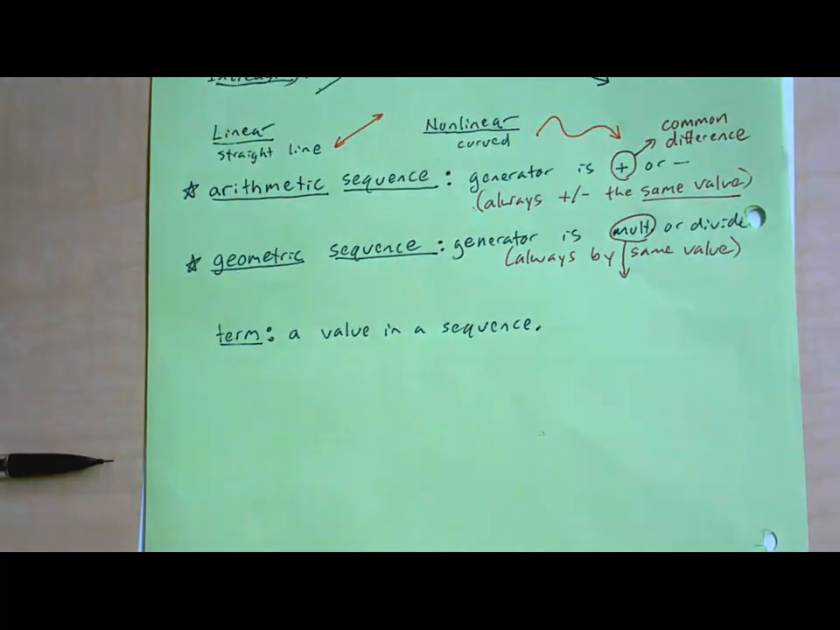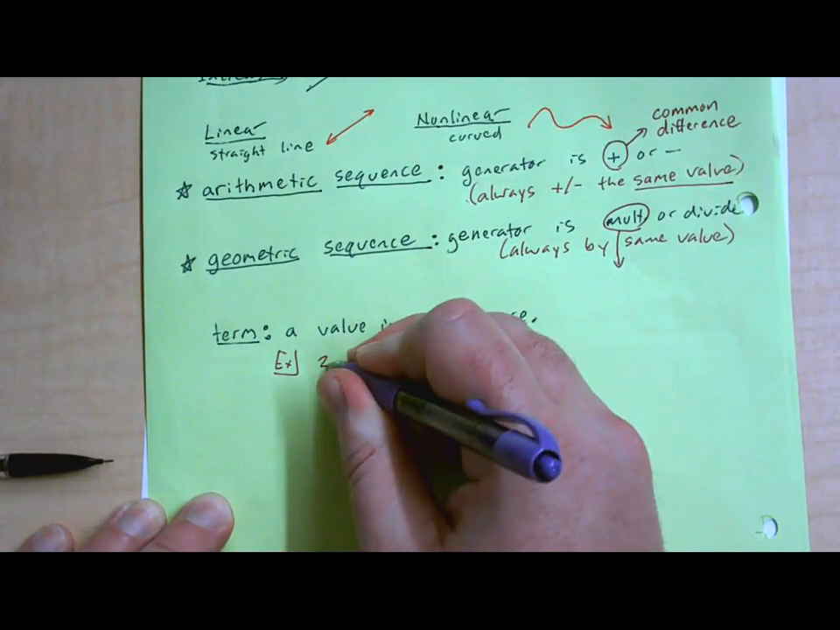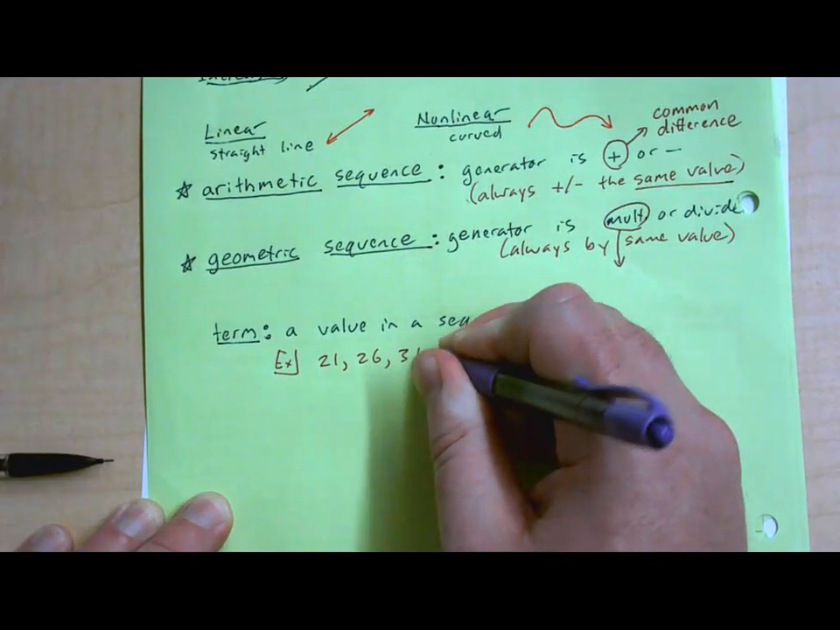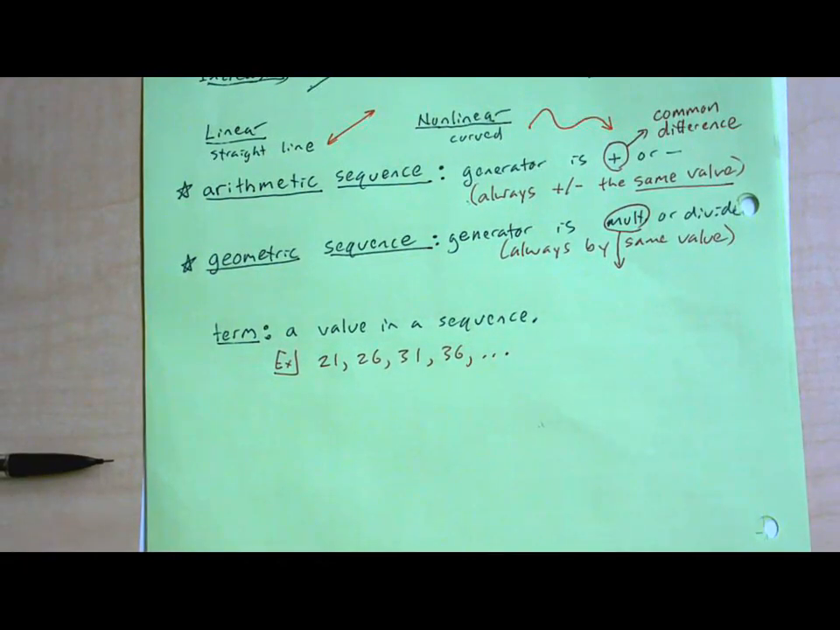This is on the vocabulary page. I'm putting mine on the vocabulary page. You can put it anywhere in your packet you want. I'm going to give an example of a sequence here. How about 21, 26, I think this is one that we did today, 31, 36, and so on. So I just want to put some quick notes on how we name these things.